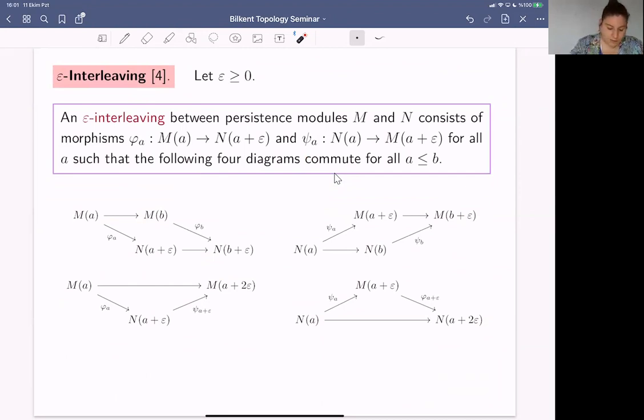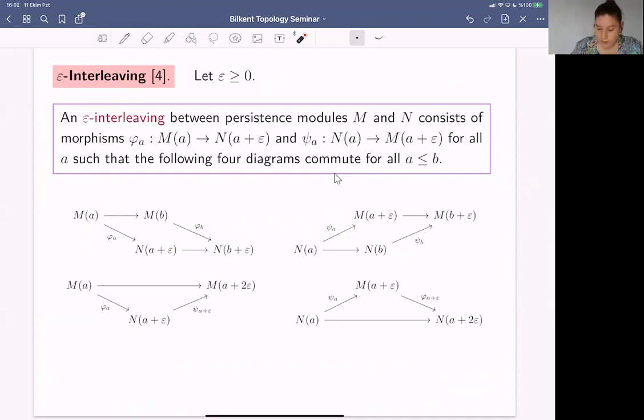The first one is when you are at this point M of A, which is a vector space, and you shift the map by epsilon unit. Now you are at the other persistence module, at the spot A plus epsilon. There is also an internal map on the persistence module. Now you are here, you shift the map by epsilon, and now you are in the persistence module M. There is an internal linear map between these two vector spaces, and we expect that this diagram commutes.